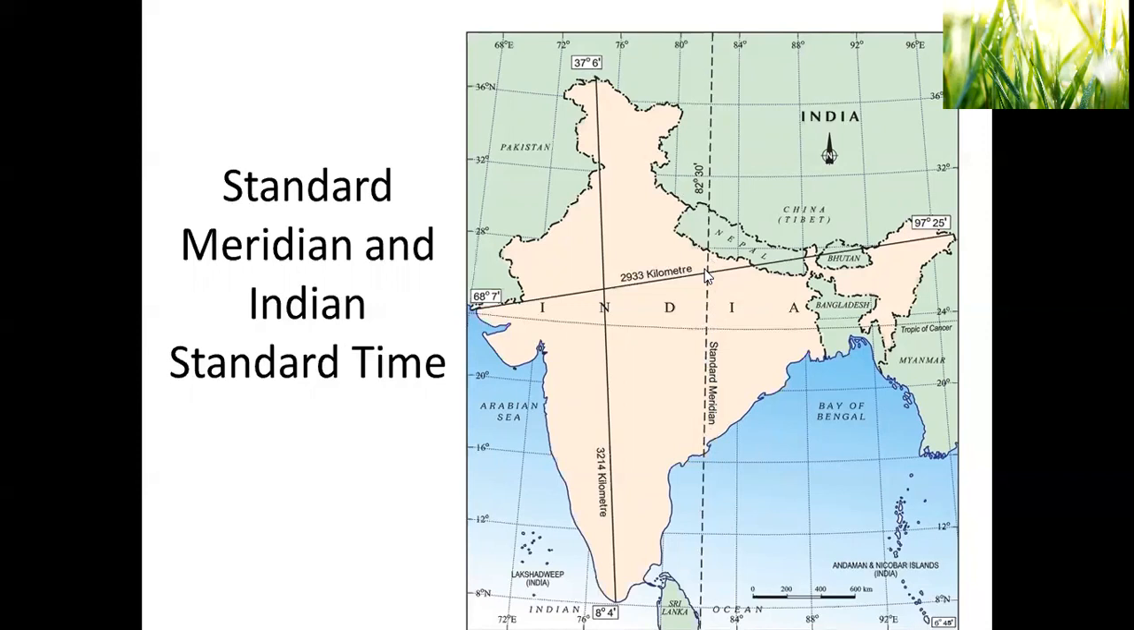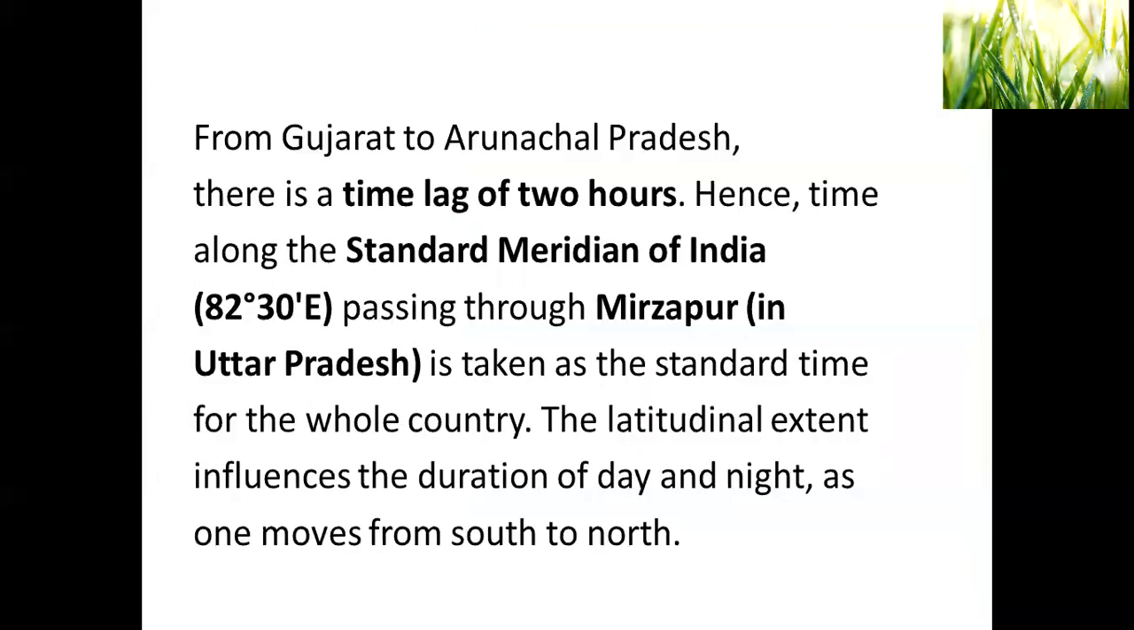So that standard meridian of India is 82 degree 30. You can find out the dimensions here. 82 degree 30. So I think you all understood. From Gujarat to Arunachal Pradesh, there is a time lag of about 2 hours. The standard meridian of India passes through Mirzapur in Uttar Pradesh, and this is taken as the standard time for the whole country. So, can be a 3-mark question.